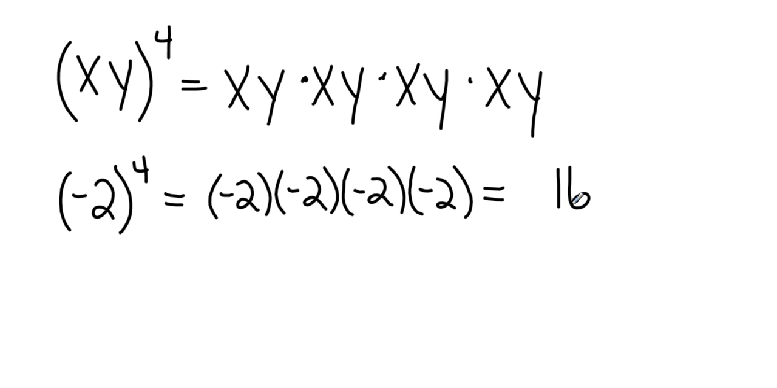Now I count my negative signs. Negative signs, 2 negative signs, 3 negative signs, 4 negative signs. Because I have an even number of negative signs, that will make my answer positive. Remember, even number of negative signs, answer positive. Odd number of negative signs, answer negative.